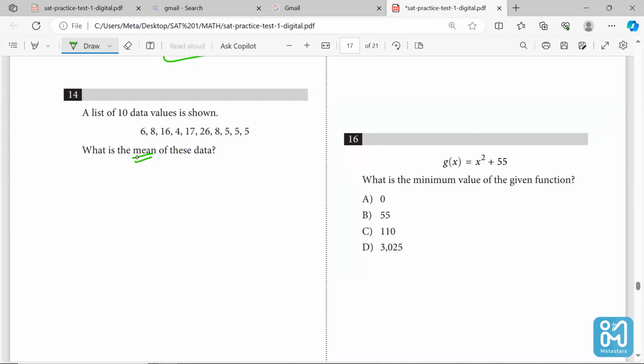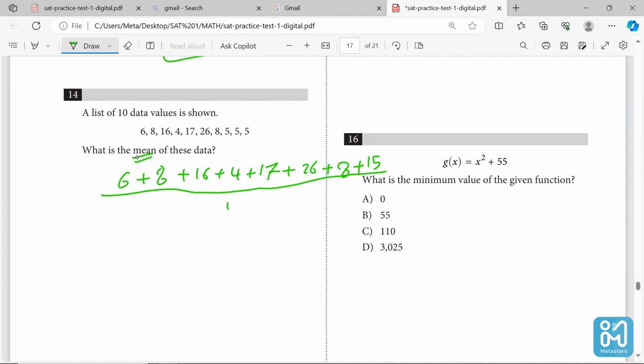Range, maximum minus minimum. Mean, add all the data and divide by the number of data. So here I have 6 plus 8 plus 16 plus 4 plus 17 plus 26 plus 8 and 5 is gonna be 15. All this over what? How many data I have? 1, 2, 3, 4, 5, 6, 7, 8, 9, 10, over 10. And you can do it in calculator. I think the answer is gonna be 10.